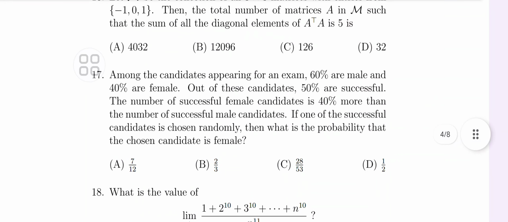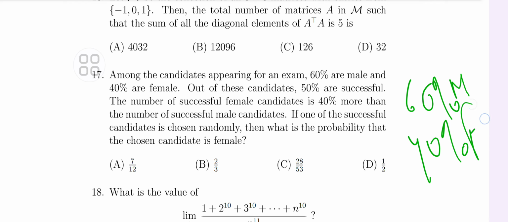Question 17: among the candidates appearing for an exam, 60% are male and 40% are female. Out of these candidates, 50% are successful. The number of successful female candidates is 40% more than the number of successful male candidates. If one of the successful candidates is chosen randomly, what is the probability that the chosen candidate is female?